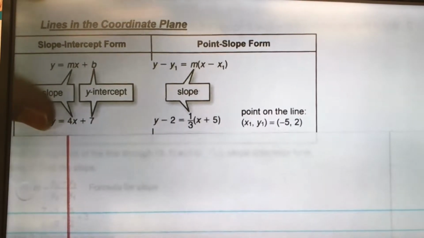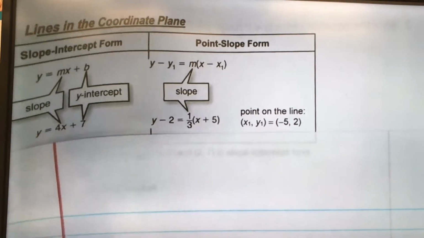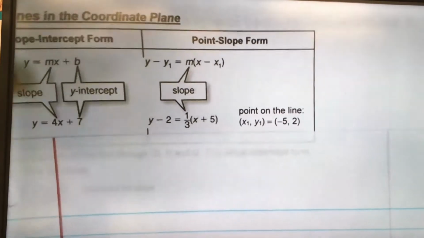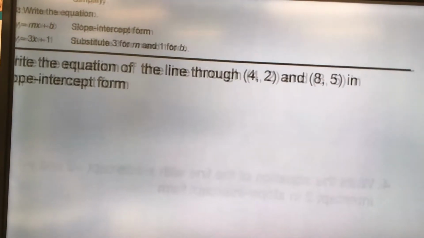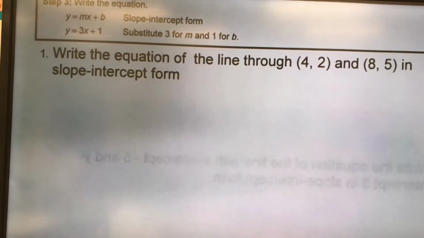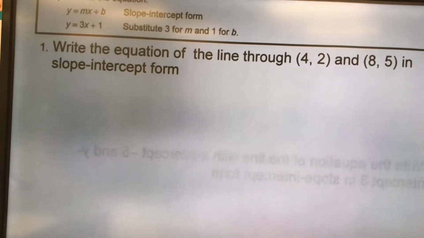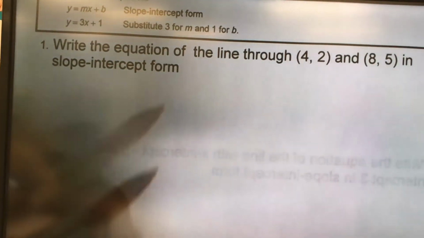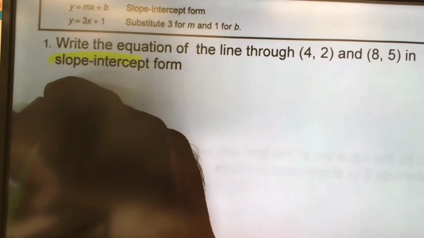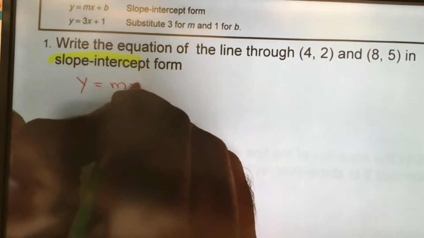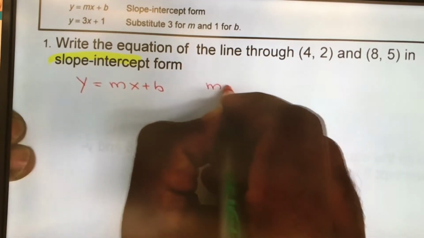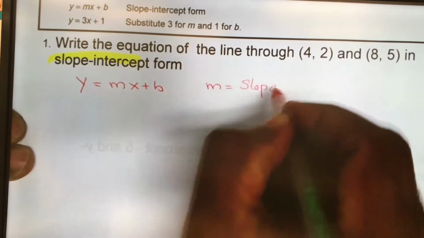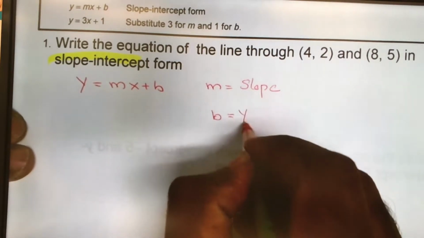So we have a question for you to find the equation of a line. So here is the question. Write the equation of a line that passes through the points (4, 2) and (8, 5) in the slope-intercept form. So we already discussed the slope-intercept form is y is equal to mx plus b form. So here m means slope and b means y-intercept.